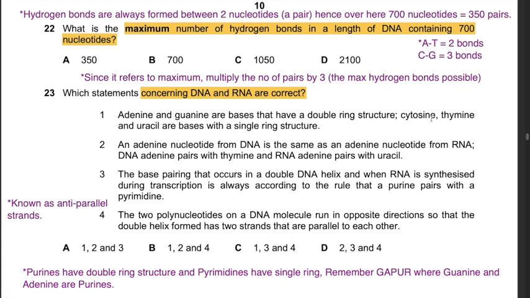So if we assume it to have all being either C or G, then all of them will have 3 bonds between 2 nucleotides. Therefore, first we get the number of pairs present, that is 350 pairs, then we multiply it by the number of hydrogen bonds. If it is maximum, you multiply it by 3. If it is minimum, you multiply it by 2. Since the question is maximum, multiply 350 by 3, you will get the answer as 1050. So the answer over here is C.